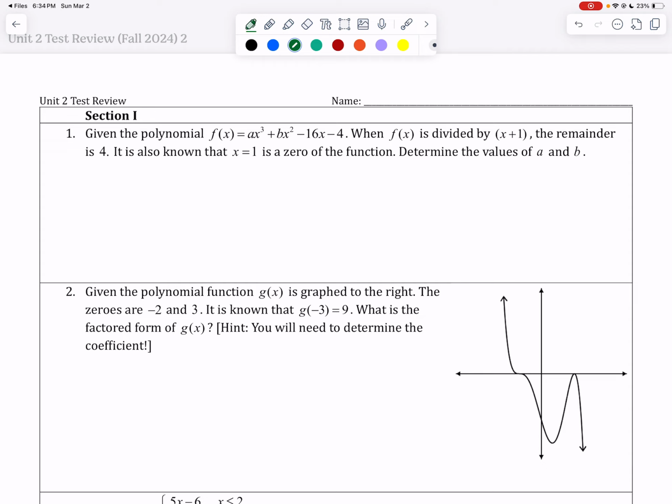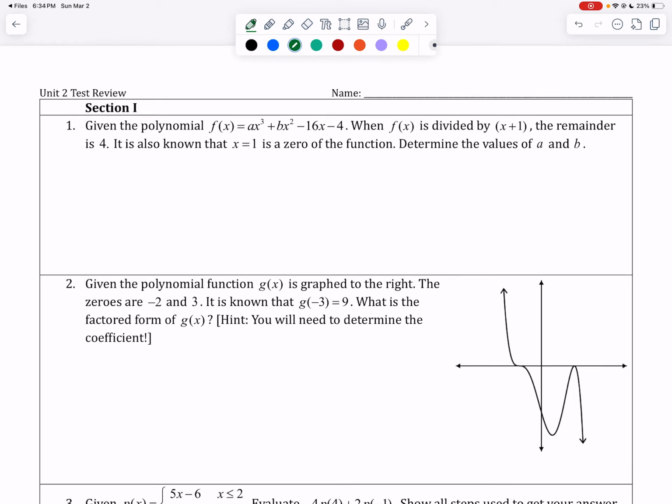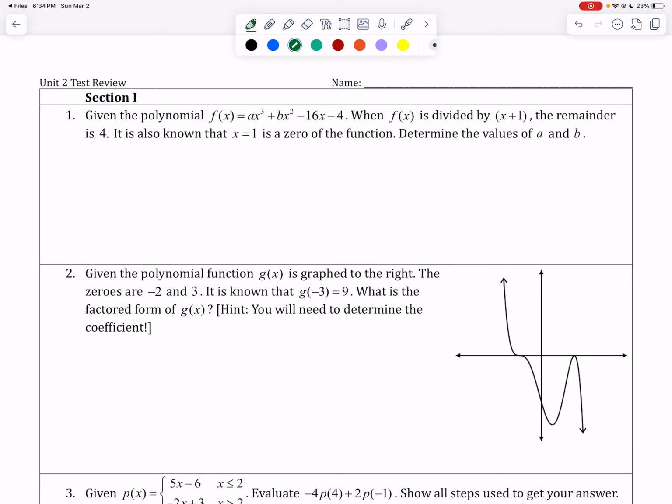Now remember, I know that it's been a while since we had the snow days and whatnot, but we are using the remainder theorem here. So essentially, this is saying if f of x is divided by x plus 1, I'm going to have f of negative 1, and since my remainder is 4, I'm going to have an output value of 4. And if we know that x equals 1 is a 0, then I know that f of 1 is going to be equal to 0.